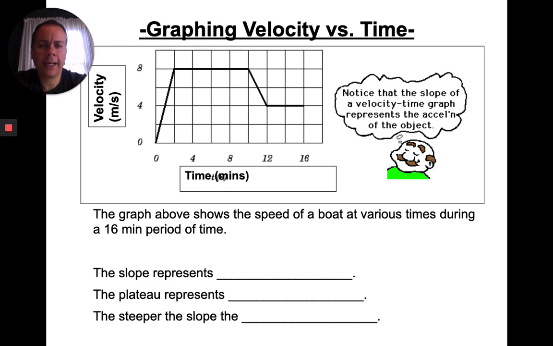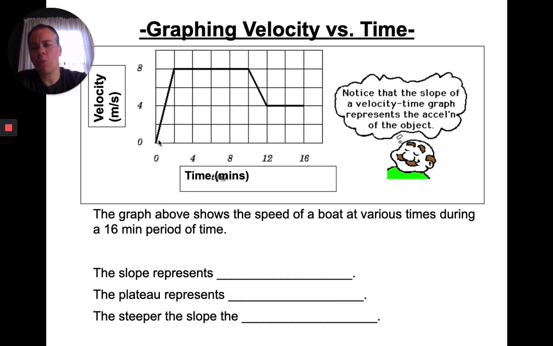And what these lines represent is different on a velocity versus time graph versus the distance versus time graphs that we were just looking at. And that should make sense if you really think about what's going on here in this graph. Okay, so this shows the speed of a boat over a period of 16 minutes. This velocity is in meters per second.